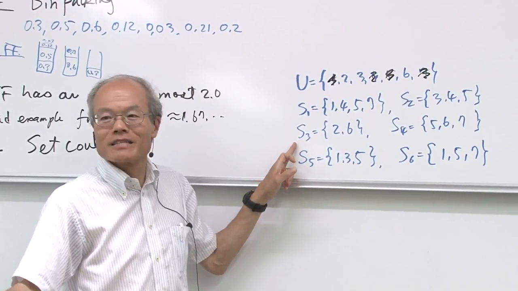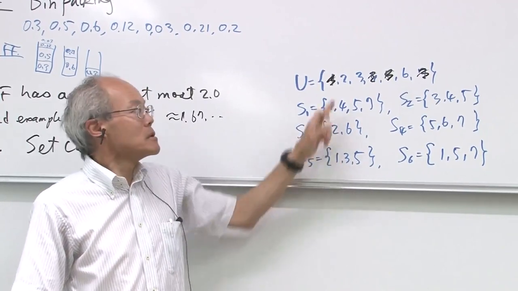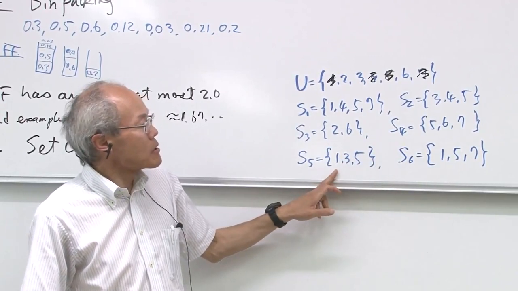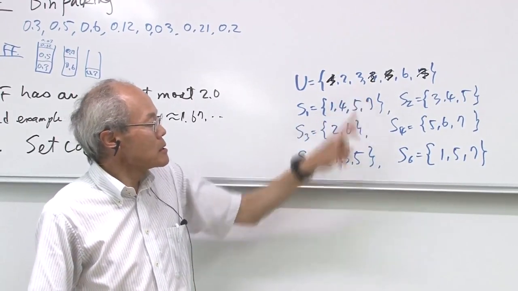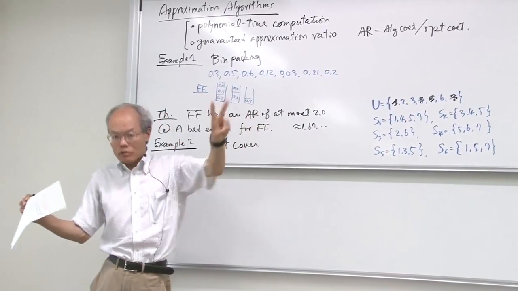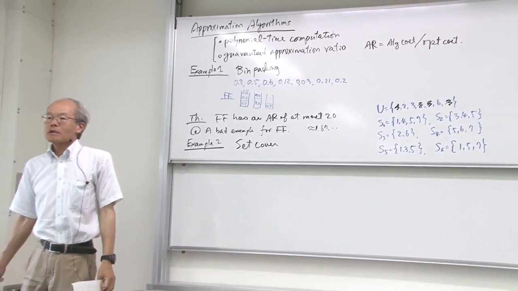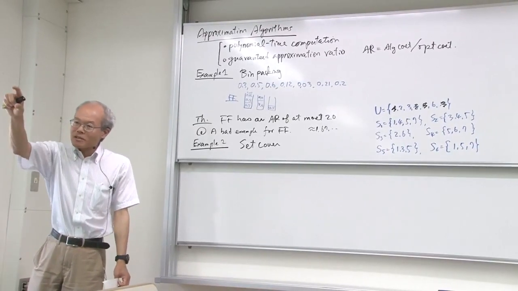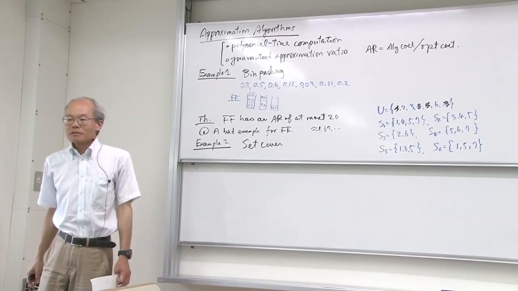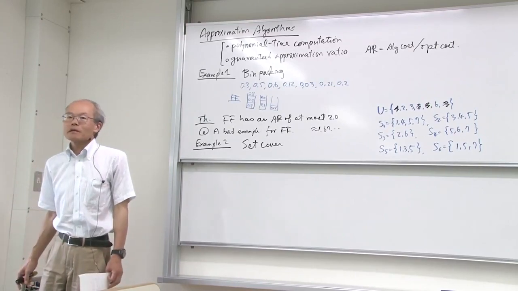So S3, exactly. If you select this one, then you can cover two new ones, 2 and 6. But for all the other ones, for example, this can only cover one new thing. All the others can cover one, but this S3 can cover 2. This is exactly the greedy algorithm. So each time, you just select a subset which can cover the most uncovered elements. Okay? Very natural algorithm.